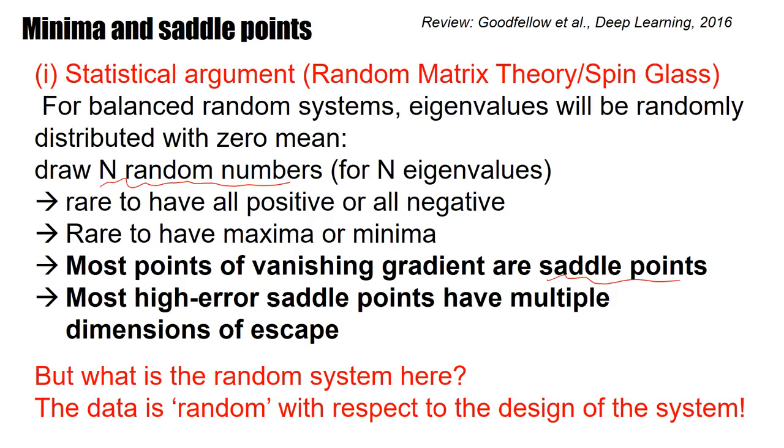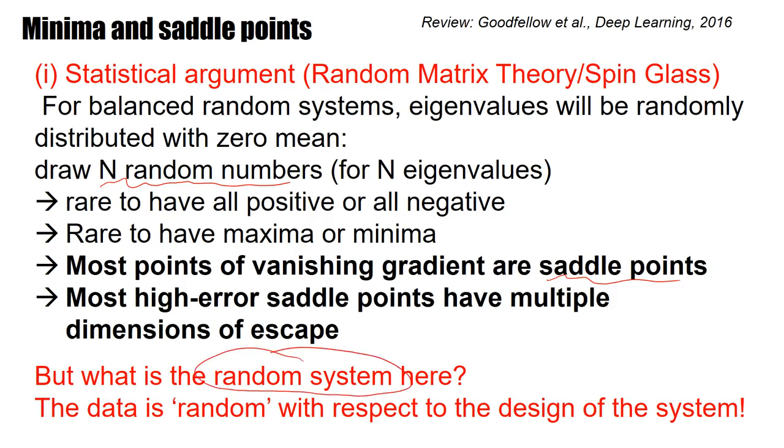The lowest saddle points are those that are first degree saddle points, and these have only a single dimension of escape. High error saddle points have multiple dimensions of escape because they are higher order saddles. So this is the result of this kind of random matrix arguments, or generally random systems argument.